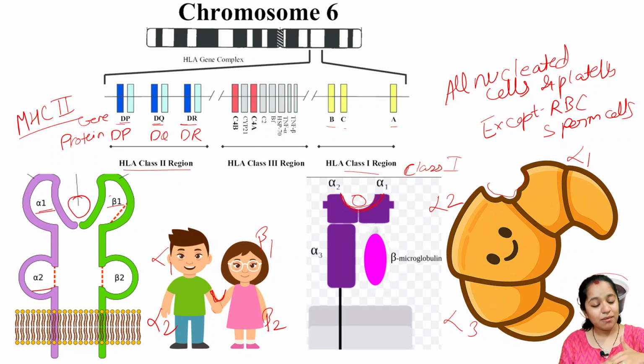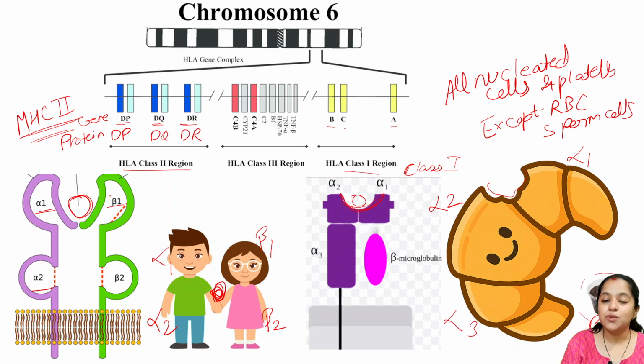Okay, now coming to MHC2, where is the antigen peptide binding? It is binding between two friends holding hand. One is alpha, one is beta. So alpha 1 and beta 1. In between the alpha 1 and beta 1, there is the antigenic peptide. The antigen will come and bind. Clear? Understood? Now, on what all cells we have MHC2 present?